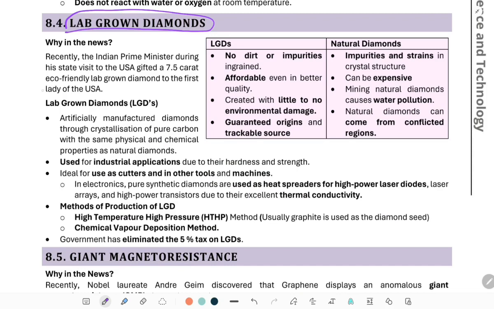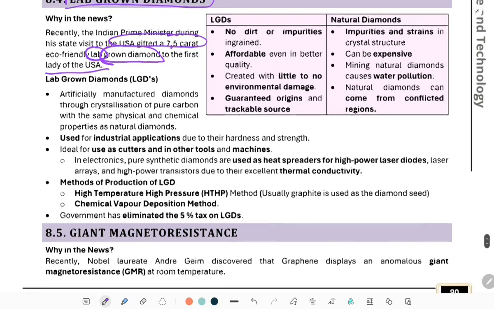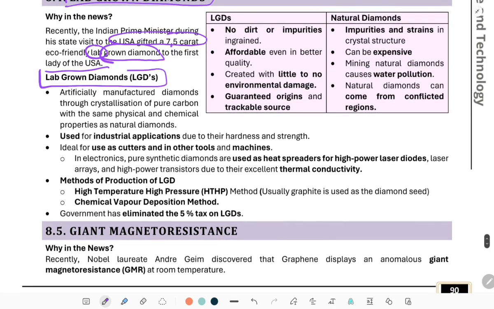Next, we'll see lab-grown diamonds. Recently, the Indian Prime Minister, during his state visit to the USA, gifted a 7.5 carat eco-friendly lab-grown diamond to the First Lady of the USA. We'll see about this lab-grown diamond. It is an artificially manufactured diamond made through crystallization of pure carbon, with the same physical and chemical properties as natural diamonds.